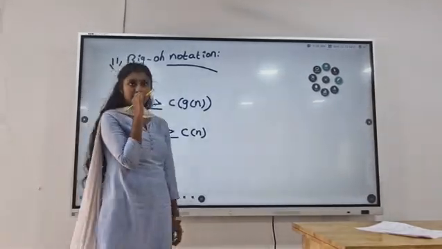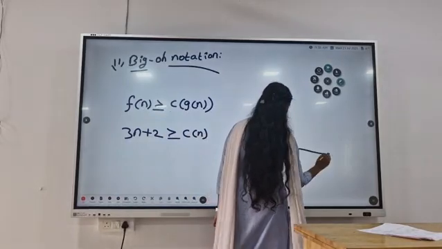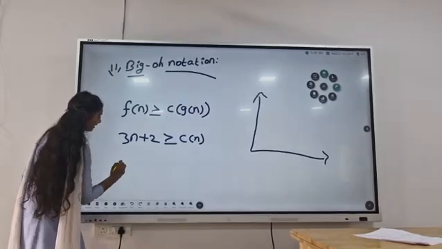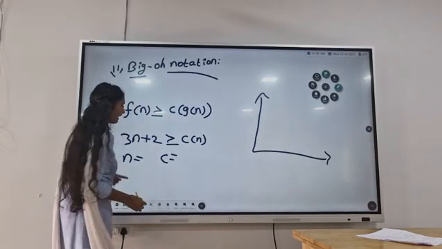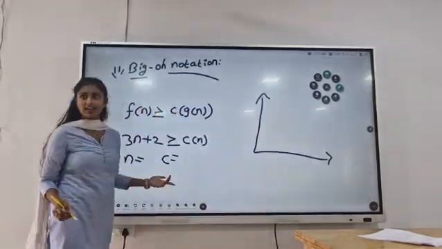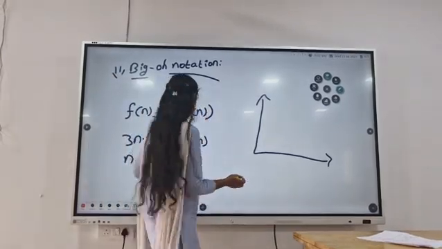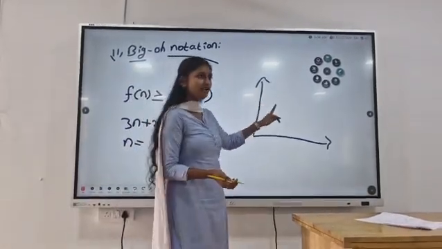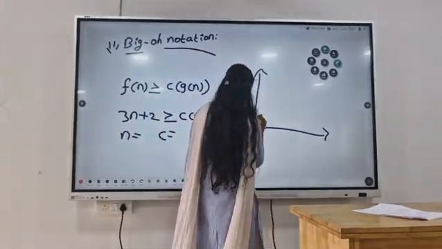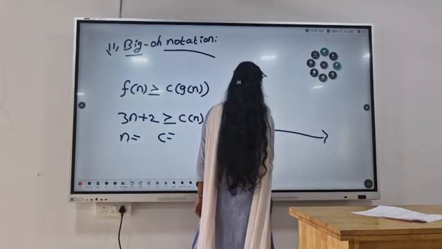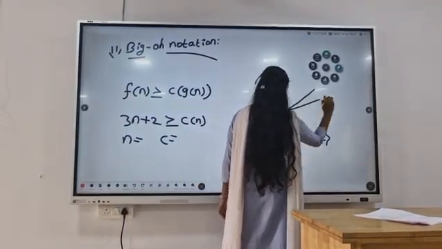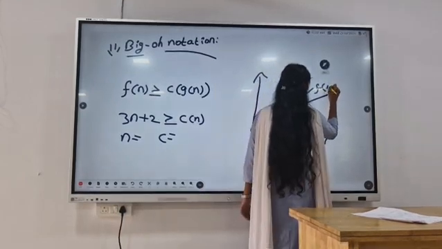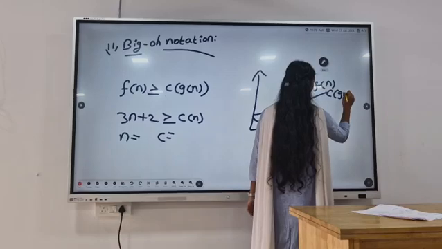I can give an example graph for this one also, but you should take the values here: n equal to some value and c equal to some value, and draw the graph by taking the values. You can take any values and substitute the n and c values in this formula, and you have to draw the graph. But I am drawing an example. This is f of n, and this is c of g of n.